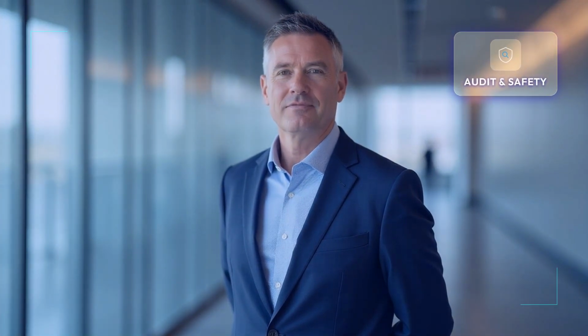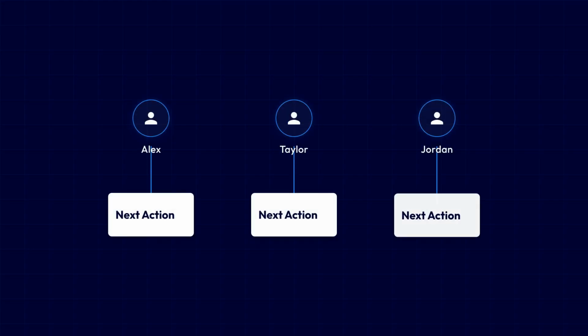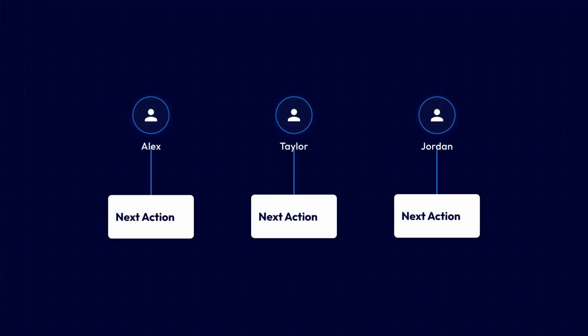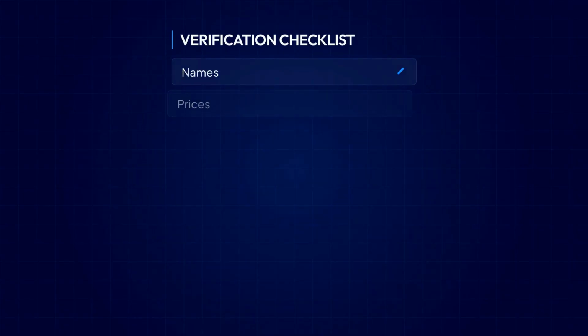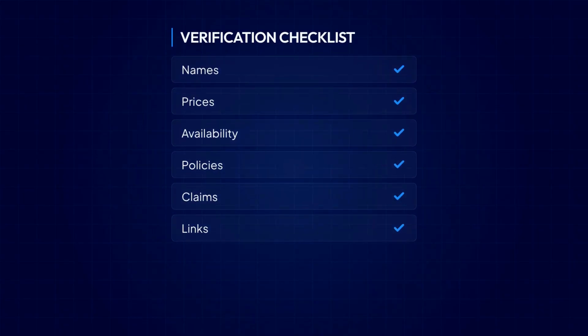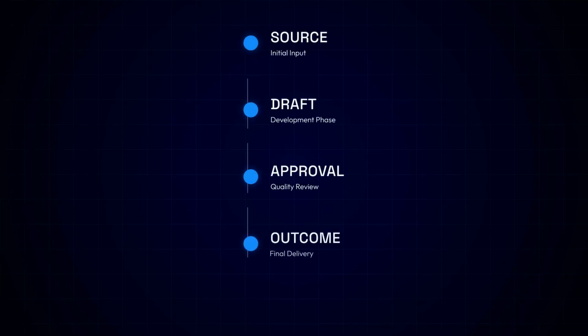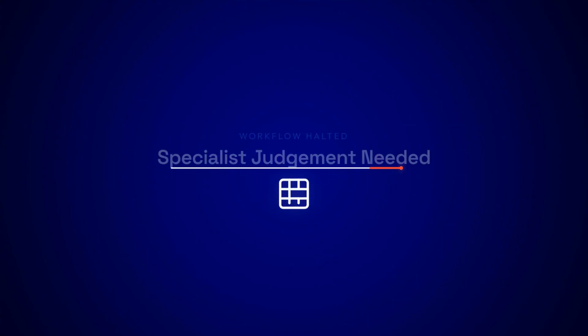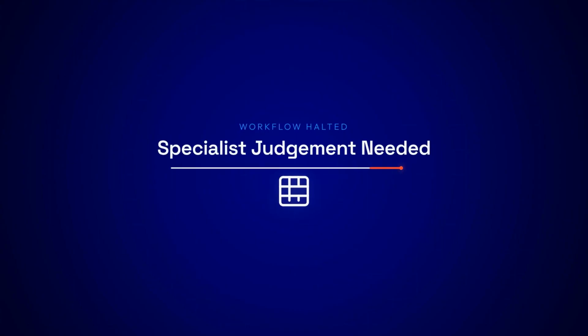Human review and safety controls. Use approved facts and synthetic demonstration records. Do not expose customer or confidential business data. Require a named owner for every customer-facing decision and next action. Check names, prices, availability, policies, claims, and links before anything is published or sent. Keep an audit record of the source, draft, approval, and final outcome. Stop the workflow when evidence is missing, consent is unclear, or the case needs specialist judgment.